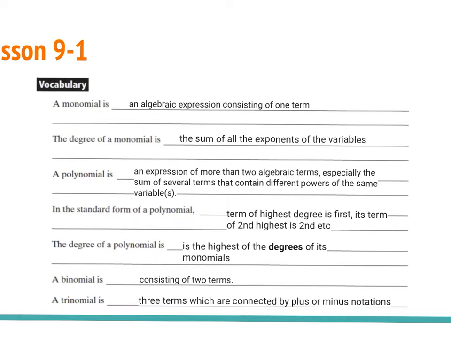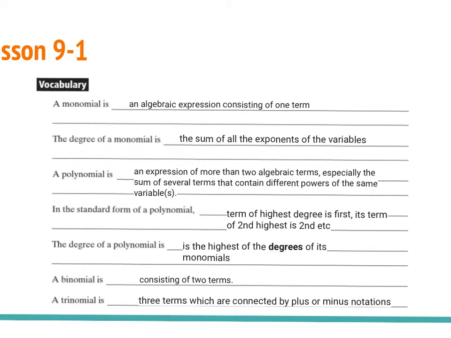Especially the sum of several terms that contain different powers of the same variable. So these are just polynomials or just lots of terms that are being added together. You could go on forever with these. And then we've got standard form. So standard form, we want the highest degree term first, and we order them highest degree to least degree. And we'll see when we talk about that here in a second.